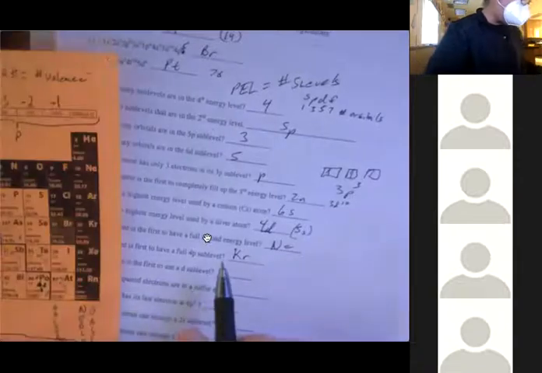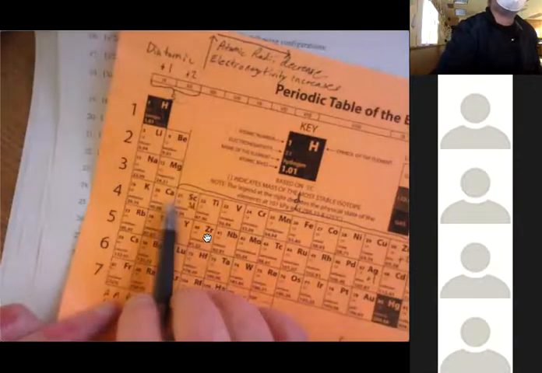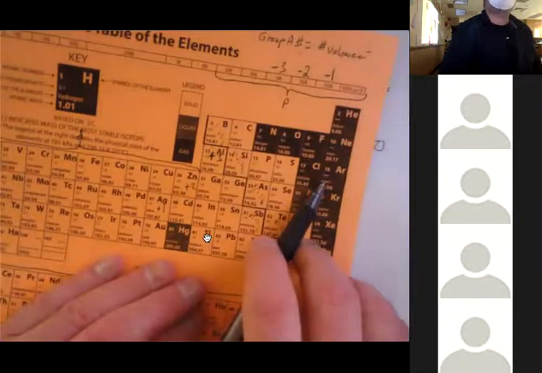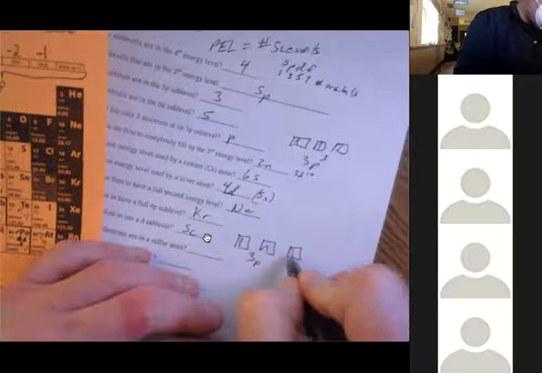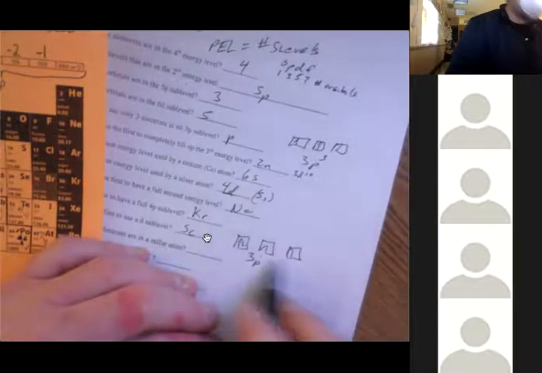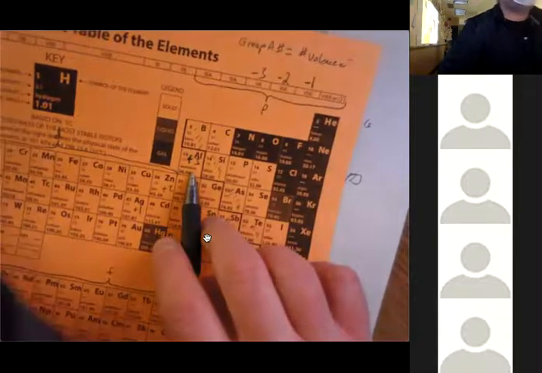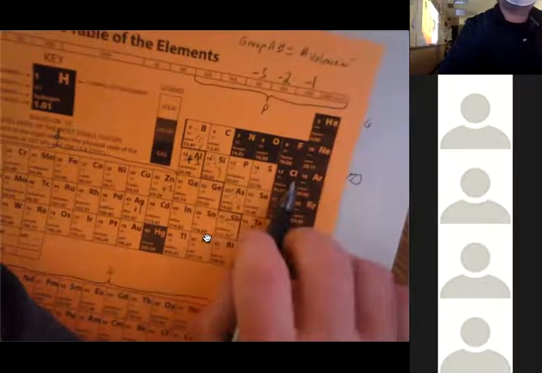What element is first to use a d sublevel? Right after 4s comes the 3d. So that is scandium. How many unpaired electrons are in the sulfur atom? If we take a look at the final thing for sulfur, which is 3p: 1, 2, 3, 4. How many are not paired up? 2. Remember, sulfur is in 3p. 1, 2, 3, 4. 2 are not paired up.